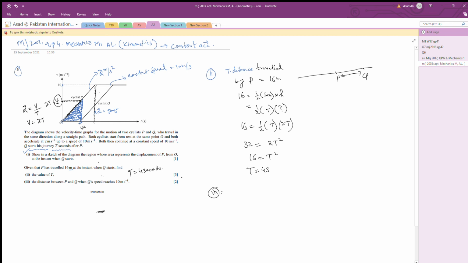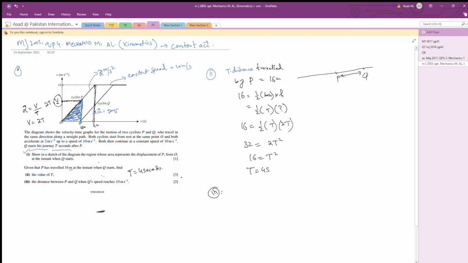Now how to find this thing? Come on, who will tell me how to find this value, which is here, this one, let's say T2. Yeah, how to find this T2? Who will help me in finding this T2? Total distance traveled by P till here was, this was basically 16. This is the total distance traveled by P till here.